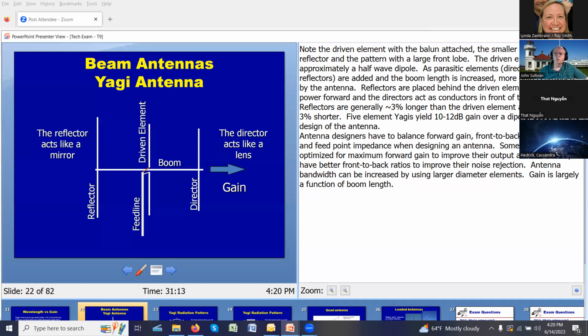And then we have one or more director elements, which will be shorter than the driven element, and they will help to focus the energy in a particular direction, like a lens does.